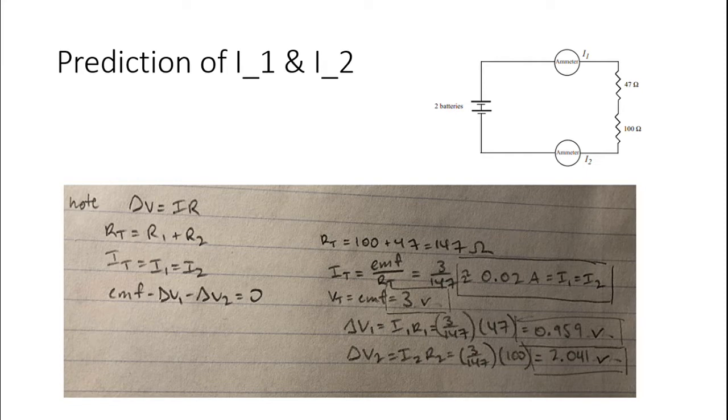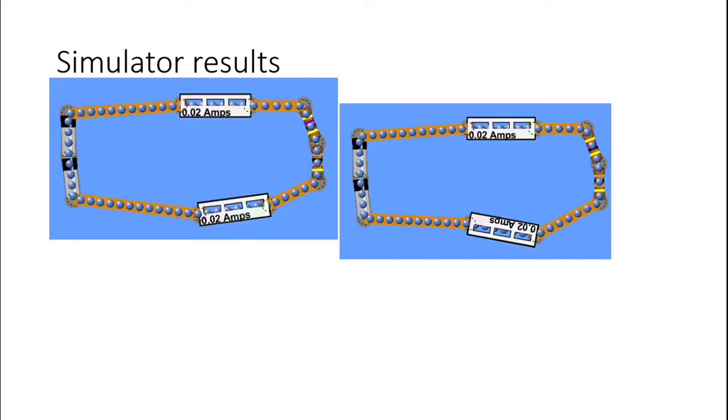Using the loop and node rules, we can predict the values for the current in resistors 1 and 2, which come out to be equivalent because the circuit is in series and is about 0.02 amps. After recreating the circuit in the simulator and measuring for current, we find that our prediction was indeed correct. Note that reversing the direction of the ammeter does not change the value of the measured current itself.